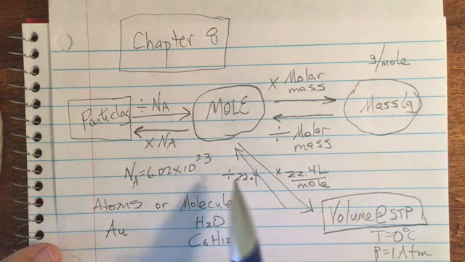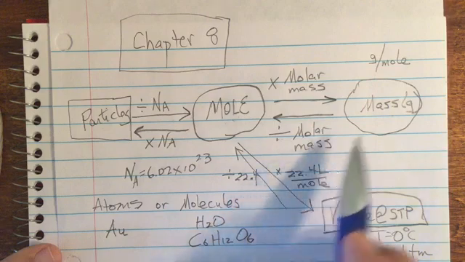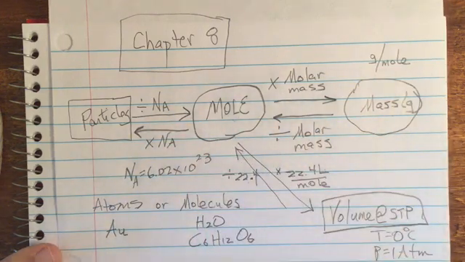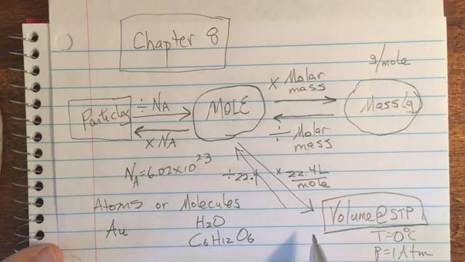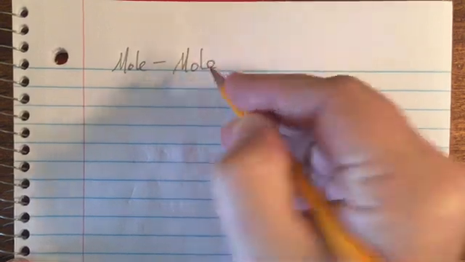Now, this type of calculation from mole to mass, or mole to volume, or mass to mole, or volume to mole, is crucial for all types of stoichiometry problems that we're going to discuss in Chapter 9. The first type of problem I want to go over is related to the mole to mole relationship.